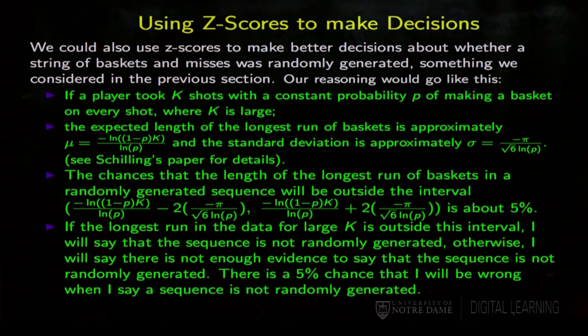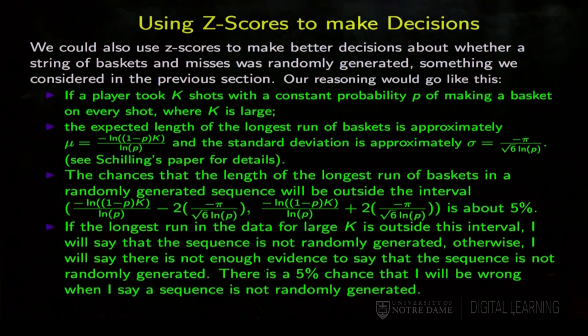If the longest run in the data is outside this interval, I might say, okay, that sequence is not randomly generated because it's too far away from what I might expect. And otherwise, I might say there's not enough evidence to say that the sequence is not randomly generated. If that's my decision rule, my way of deciding whether the sequence is randomly generated or not, there's a probability I might be making a mistake.